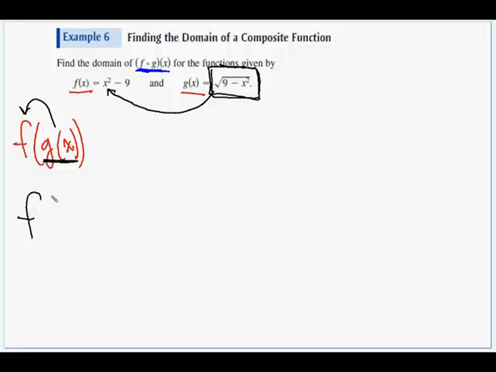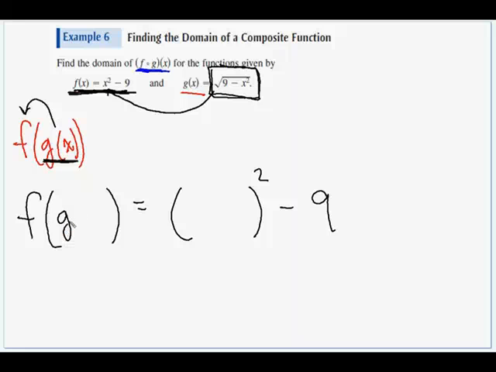You know, f of something, f of x, was that something squared minus 9. So all I've done is replace this with a placeholder. F of something was something squared minus 9. Now I'm plugging the entire g of x function into that spot. And our g of x function, g of x, was root 9 minus x squared.